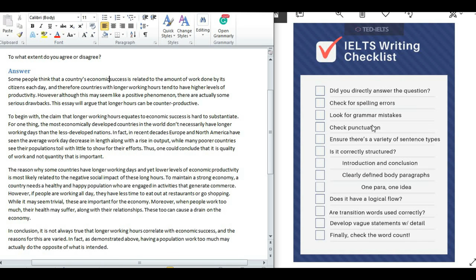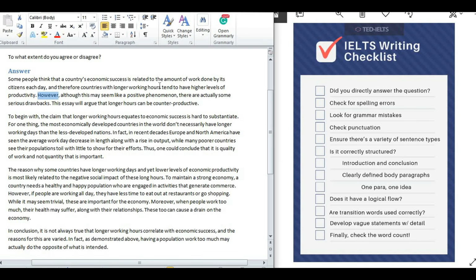Number 4 says, check punctuation. So where do our commas go? Where do our full stops or periods go? And here, there is one missing comma. We should insert there. However, is a conjunctive adverb. We put this following a semicolon or period, and following it, we should have a comma in most cases.